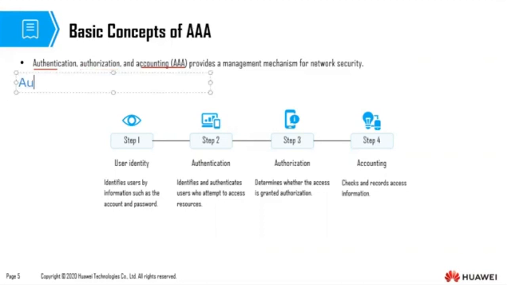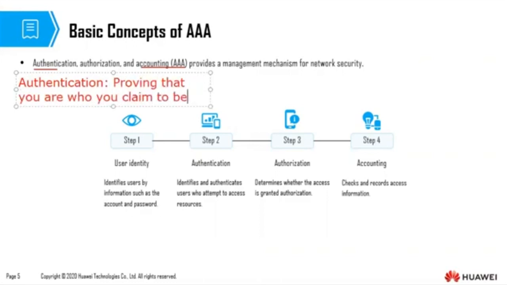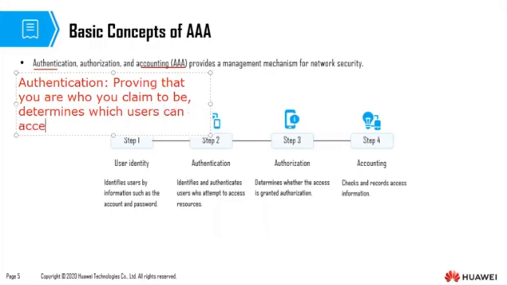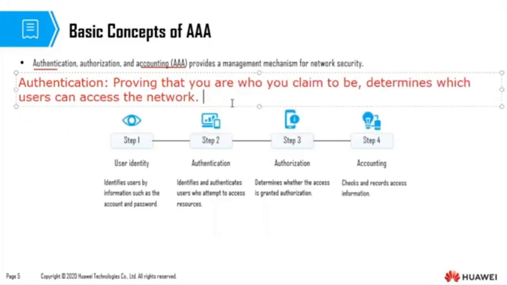So what is authentication? Authentication is proving that you are who you claim to be. So this one determines which users can access the network. Normally, authentication is done using things like username or password or any other unique attribute that can be used to identify a person, for example, biometrics.